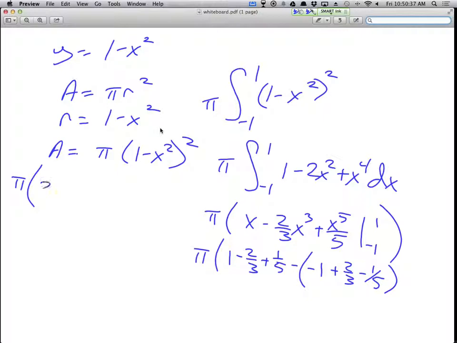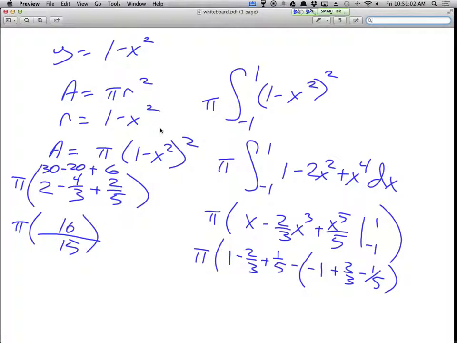So 1 and 1 give me 2, -2/3 and -2/3 gives me -4/3. 1/5 and a positive 1/5 gives me 2/5. What's my common denominator? 15. So I'm going to have 30, 20, and 6. So that's 10 plus 6, which gives me 16 pi over 15. What does 16 pi over 15 represent?